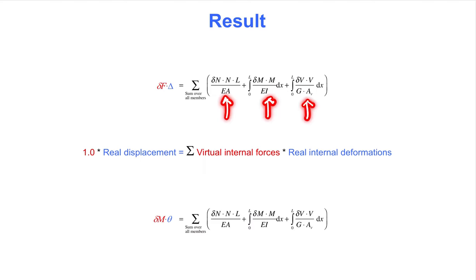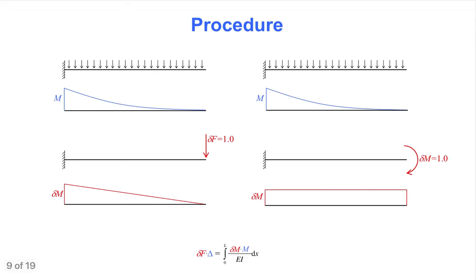The equation at the bottom of the slide shows that the technique is applicable also for finding a rotation somewhere in the structure. To accomplish that, we simply apply a unit virtual moment at that location. The next slide explains the analysis procedure by means of a cantilevered beam subjected to uniformly distributed load.